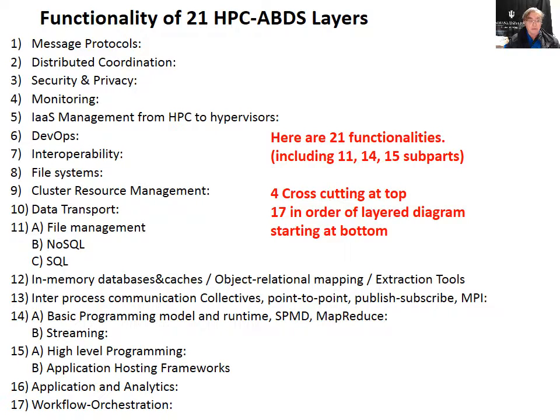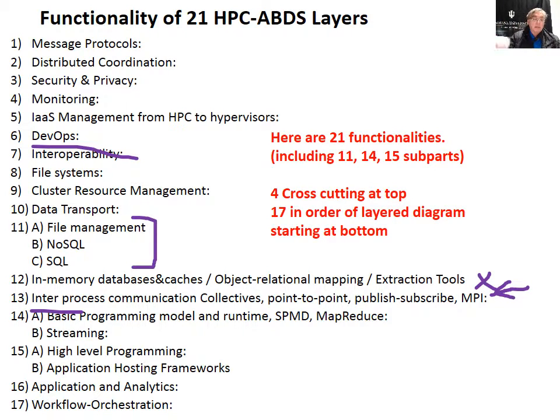So 7 to 13. So that's interoperability, file systems, cluster resource management, data transport, all of file management, including SQL databases and the very popular now NoSQL technologies, the so-called new SQL technologies that merge those together. A bunch of important tools here to get good performance. And then finally a critical layer which captures the communication between different processes.